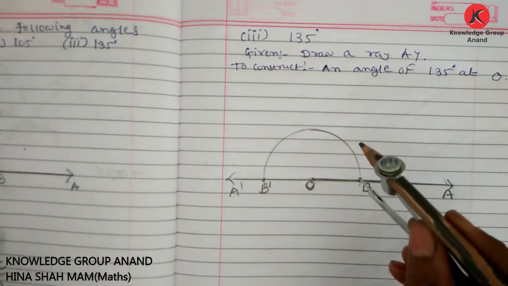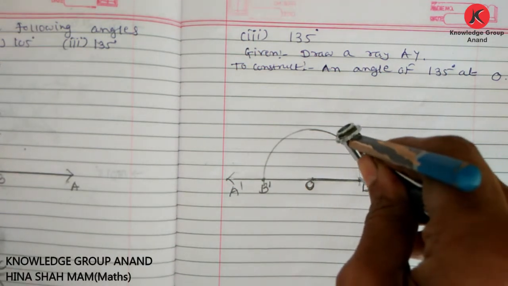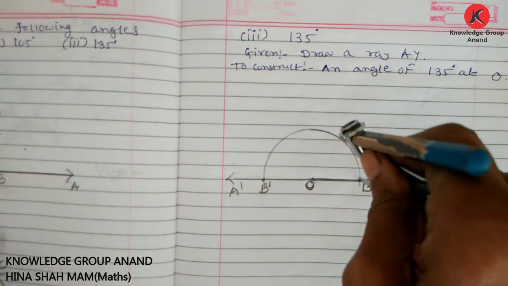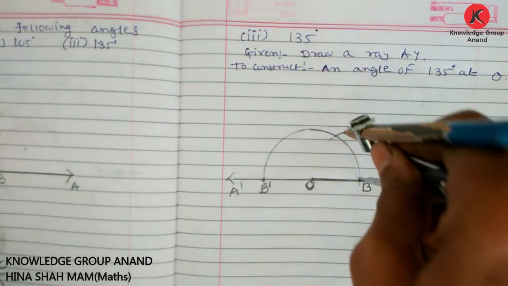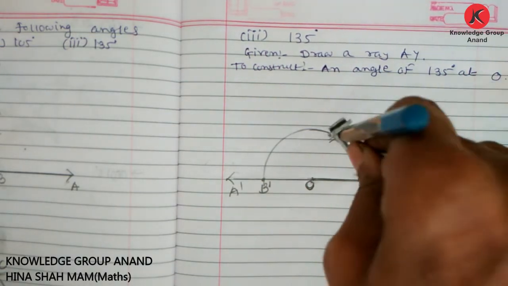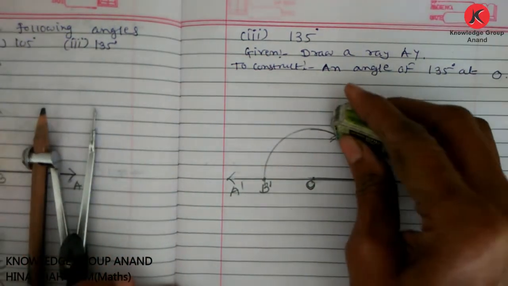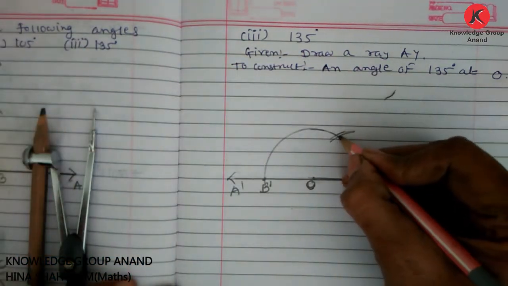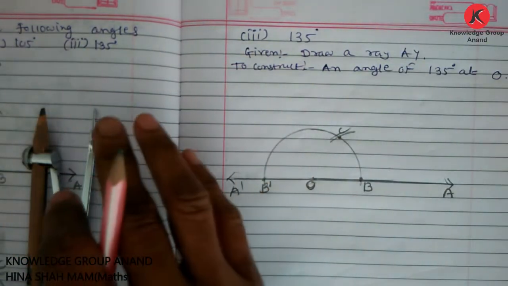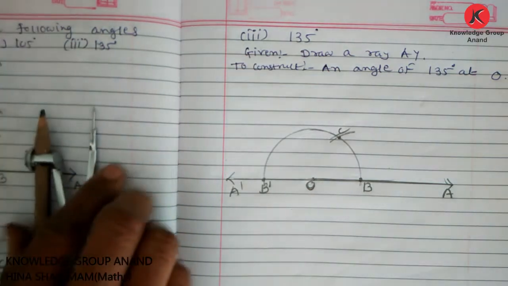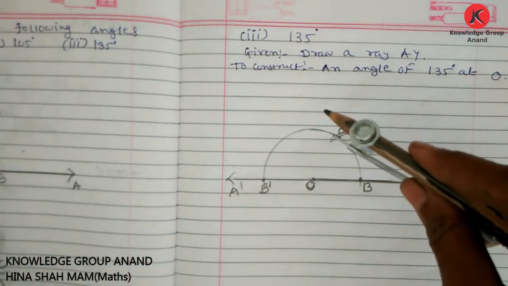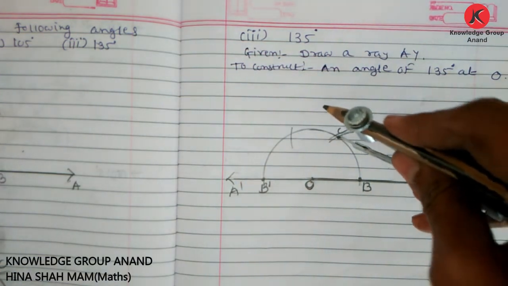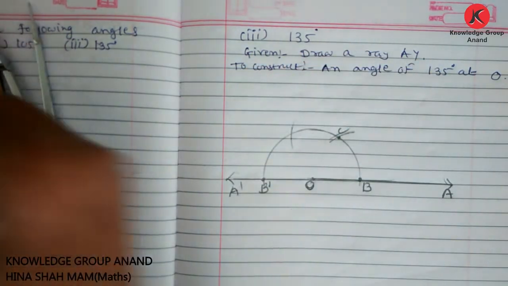Taking B as center and with the same radius as before, draw an arc intersecting at C. Taking C as center with the same radius, draw an arc which intersects at D.